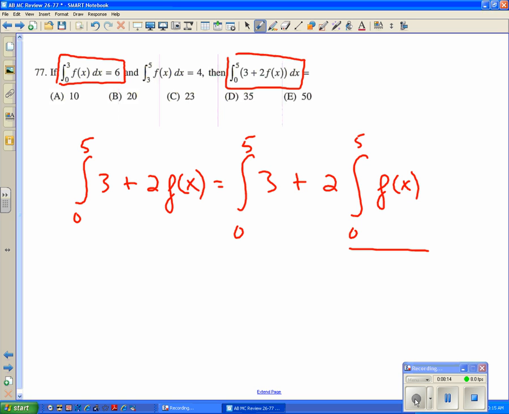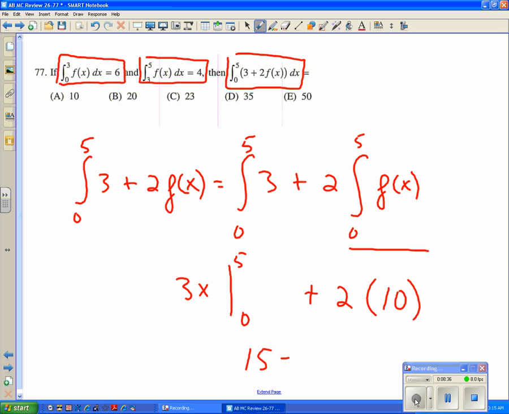0 to 3 is 6. 3 to 5 is 4 more. The entire trip is 6 plus 4, or 10. We're supposed to multiply that by 2. We're supposed to integrate 3, and that would give us 3x with an upper and lower limit of 5 and 0. The upper limit would be 15. The lower limit would be 0. 15 minus 0 plus 20 is a total of 35. 35 is our answer. Therefore, D is the solution. No calculator needed.